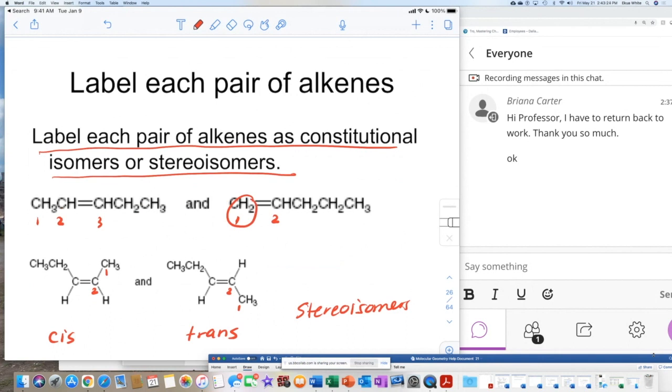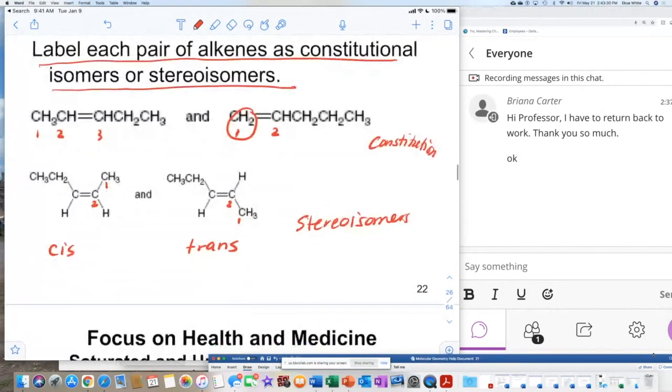Ah, there it is. It's constitutional. Because the double bond is not attached to the same carbon. Let me see. I have one, two, three, four, five carbons here. I have one, two, three, four, five. So this is what? Pentene, pentene. But on the right, the double bond is attached to the first carbon. On the left, the double bond is attached to the second carbon.